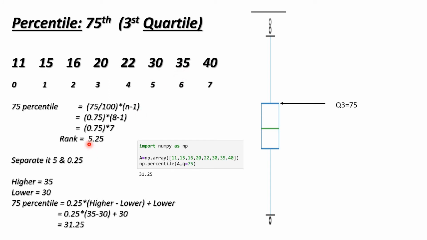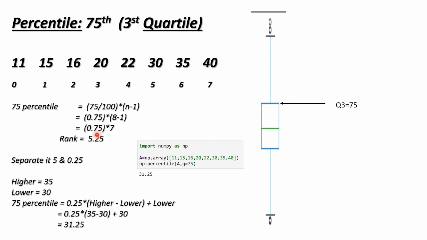Now we need to separate this 5 and 0.25. So we need to calculate with 0.25, because this is our third quartile, right? Now which is our higher and which is our lower? Simple, 35 is higher and 30 is lower. So the 75th percentile equals what we have separated, that is 0.25 into higher minus lower plus lower, that is 35 minus 30, that is 5, into 0.25, plus 30, we got 31.25. Means between this 30 and 35 we have the 75th percentile.